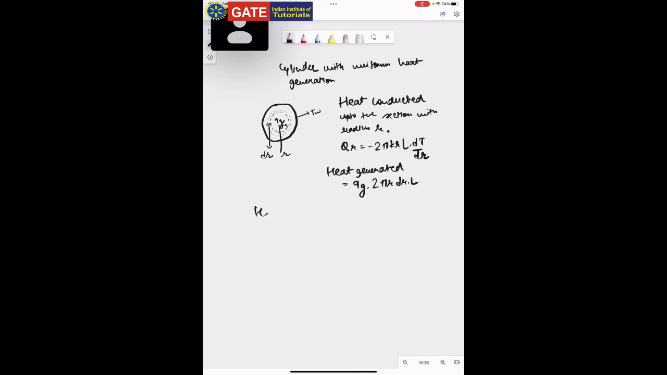Then heat conducted out at r plus dr will be qr plus d by dr of qr into dr. Again, equating the same: qr plus qg is equal to q at r plus dr, right?